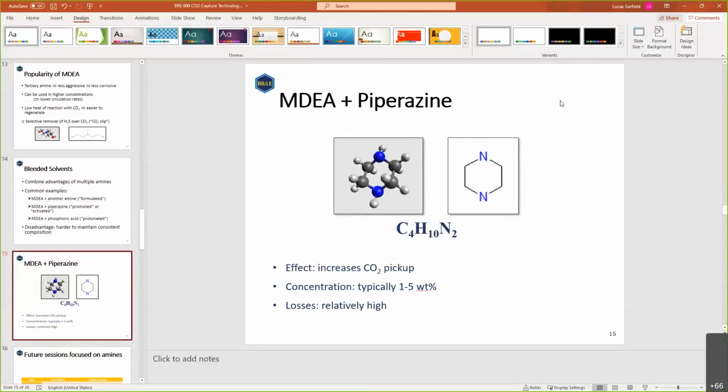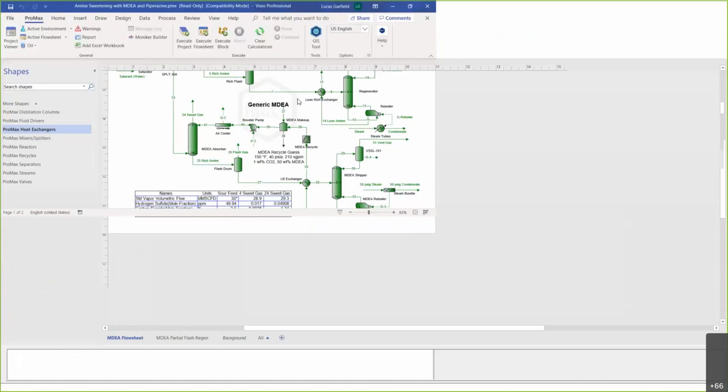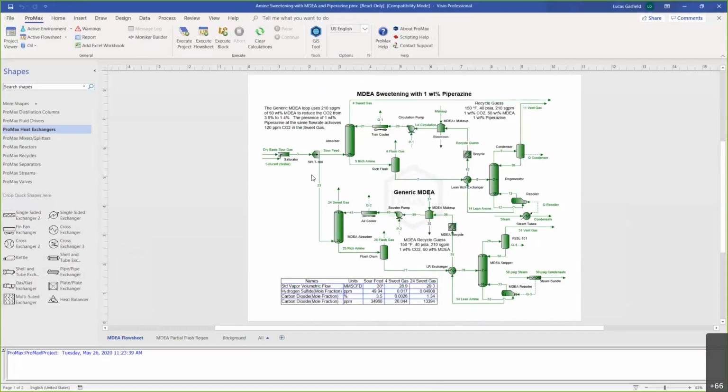So what we'll do now, I've got a simulation up here. We can take a look at what simulating a generic MDEA process would look like, and then we'll also take a look at what happens when we add some piperazine to the mix. I've got ProMax open, and the first thing I have to make sure I do, if I'm simulating one of these processes, is make sure that I have the correct environment selected.